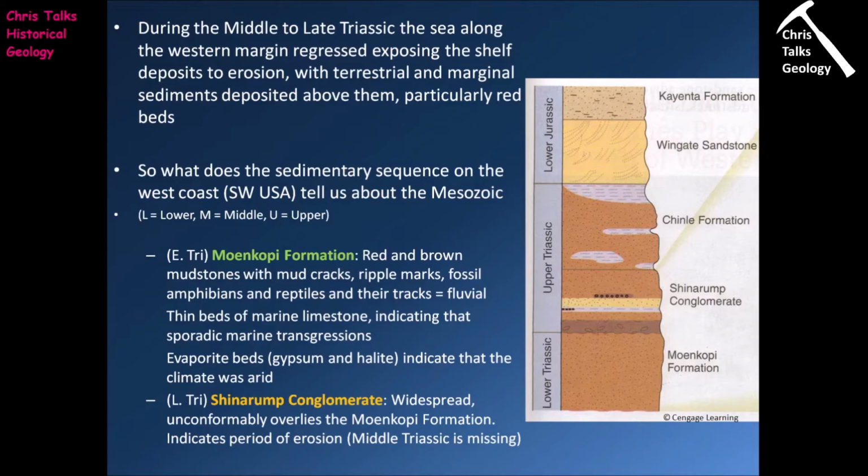Particularly during this time period we have a lot of red beds being deposited, so this would imply a hot, arid, desert-like environment. So what we're going to do now is run through the major sedimentary units for the western United States from the Mesozoic, and we're going to interpret what each of these units is telling us about the environment.